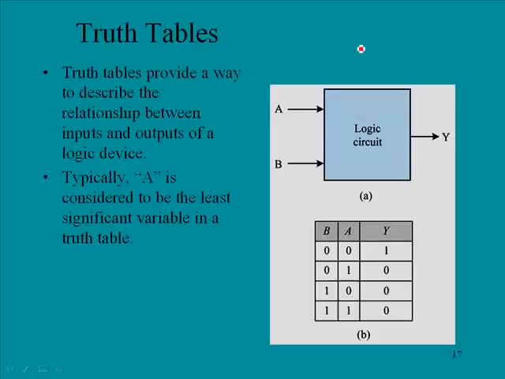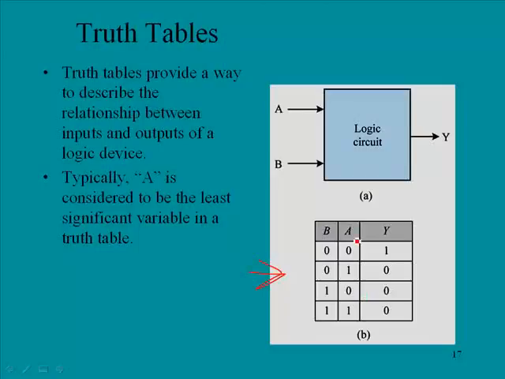Truth tables. Truth tables provide a way to describe the relationship between the inputs and outputs of a logic device. And so below here is depicted a truth table. And here we have a logic device. In this case, we have two inputs and we have an output. Now, since our inputs can only be zeros and ones, there is a limit to how many possible varieties of inputs we can have.